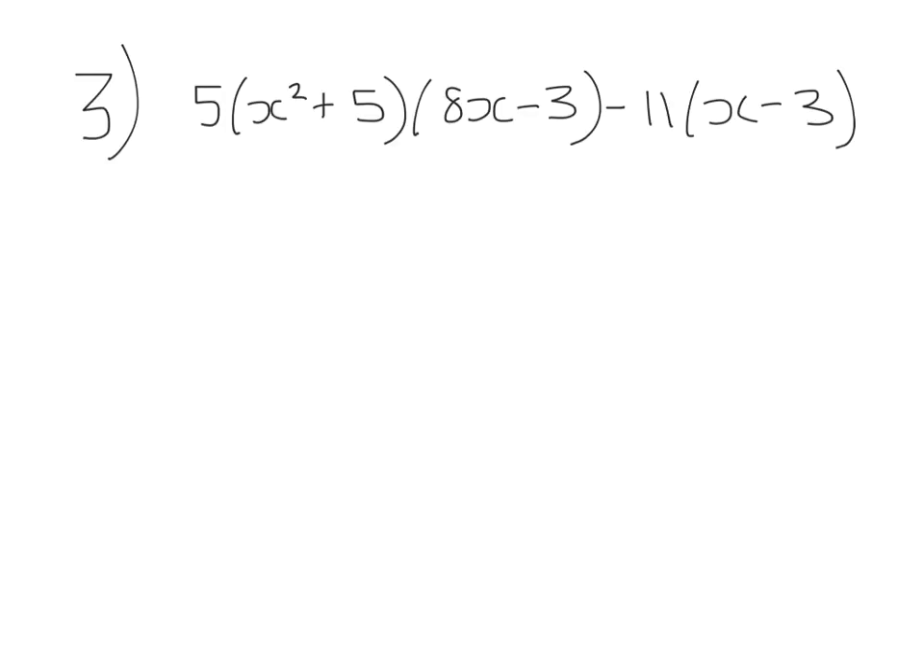Question 3, you are asked to expand brackets and simplify. So your first step, you can either multiply the 5 by the x squared plus 5, and then you'll have a new set of brackets times 8x minus 3, or you might want to multiply out these two brackets first. So that's the way I'm going to do it. So I'm going to leave the 5 where it is just now, and then I'm going to have a new set of brackets.